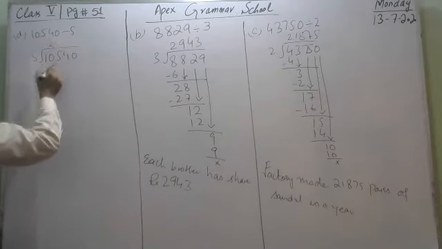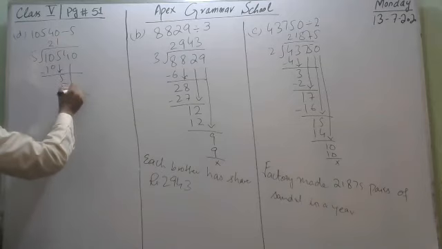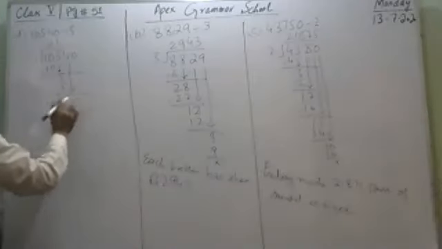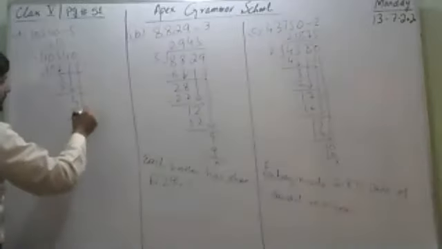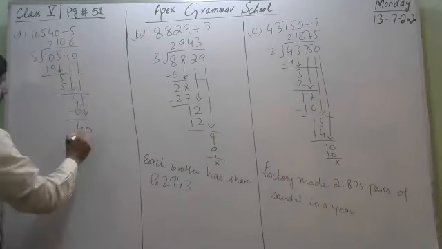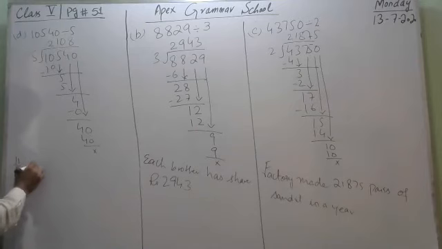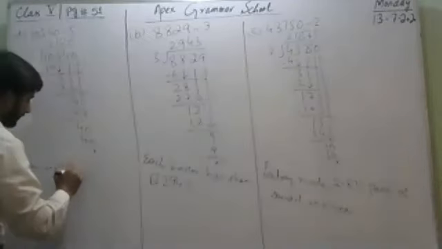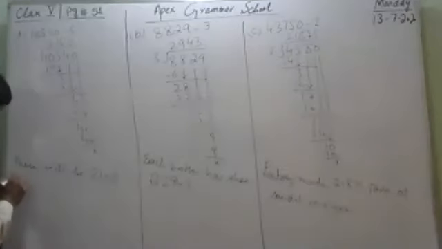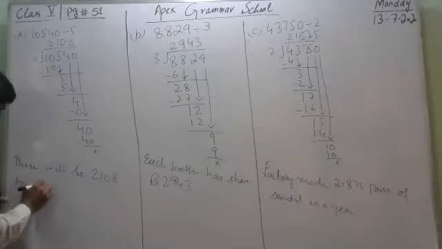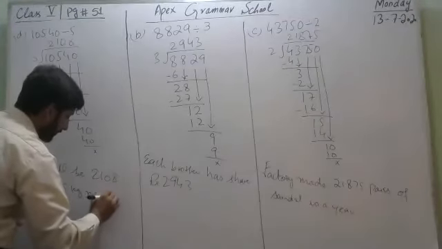Five twos are 10. 5 ones are 5. 500. 5 eights are 40. There will be 2108 boxes of 5 kg mangoes.